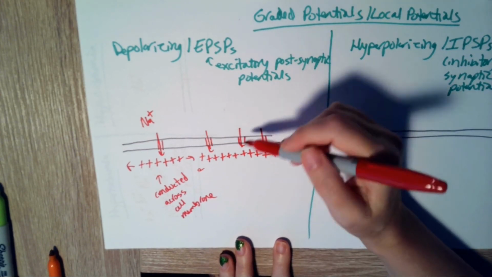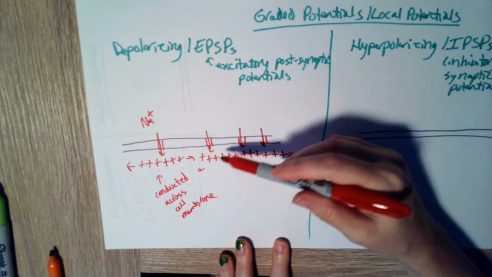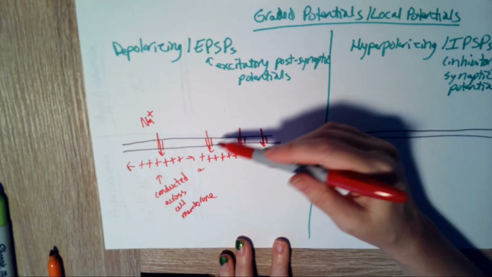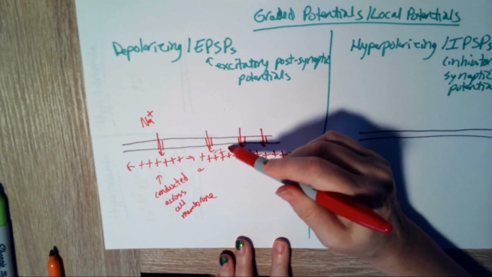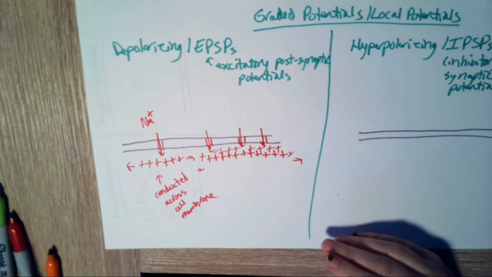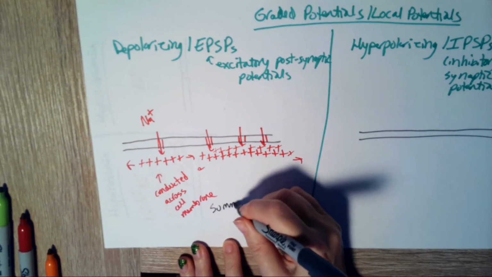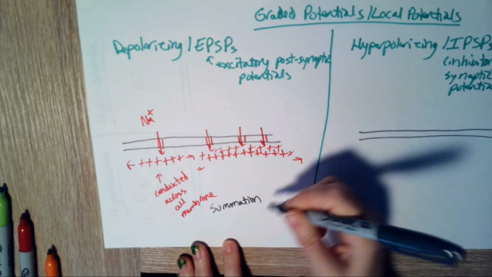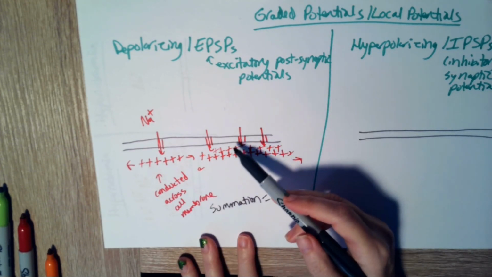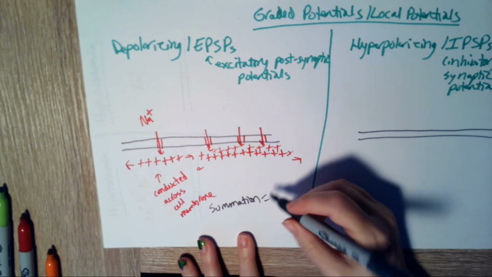Now, if we keep opening these channels, so let's say we open them once, this is going to dissipate. It's not going to be quite as strong, but as we keep opening it and we keep having more sodium coming in, we get a stronger and stronger charge. This whole process that I just went through is called summation, where we add up our EPSPs in this case. We can also do it in the other direction, but let's just stay with EPSPs right now.